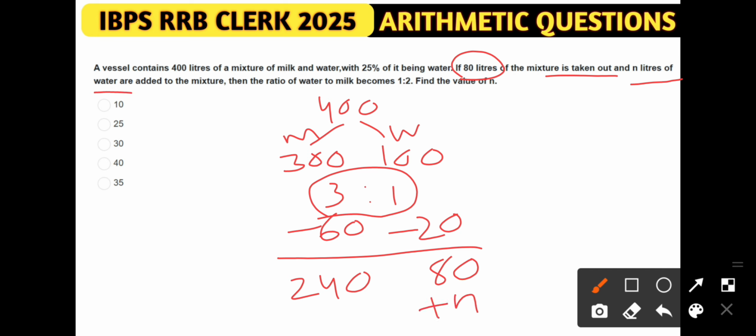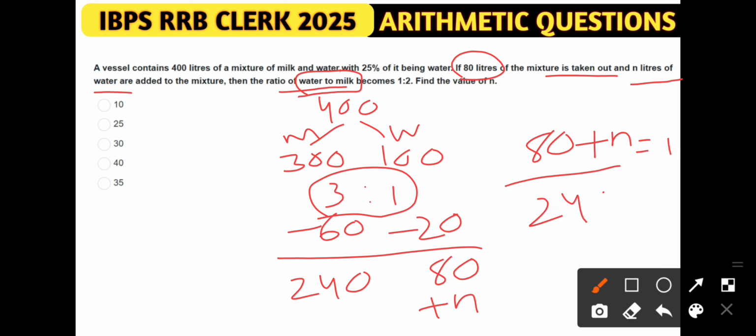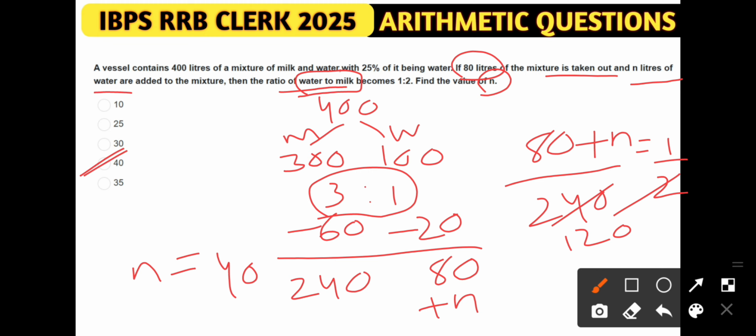So n is added to the mixture. Then the ratio of water to milk. Here we need to remember that water to milk is given in the ratio. So water is 1 part, so 80 plus n is 1 part, and milk is 2 parts, which means 240 will be 2 parts. So we need to find the value of n. Here 2 120s are 240, so 80 plus n equals 120. So n value will be 120 minus 80, which is 40. So our answer is 40. Option D is the answer for this question.